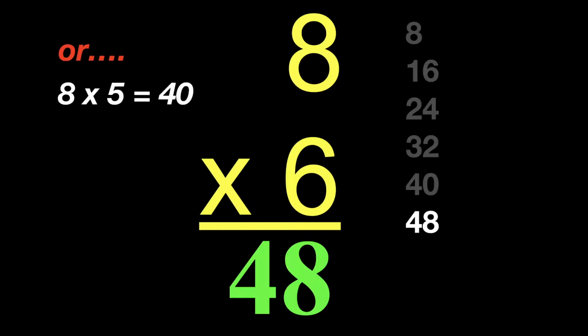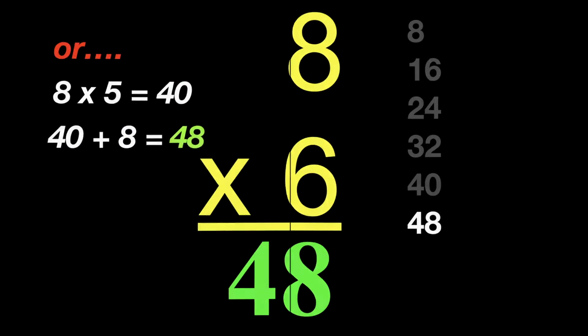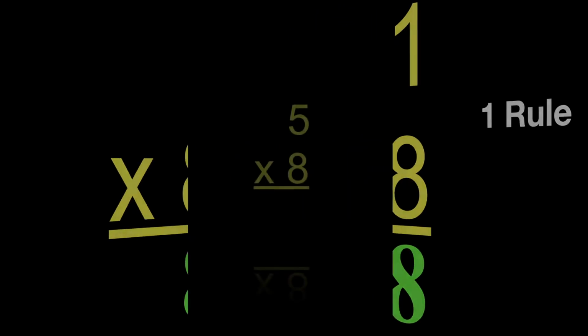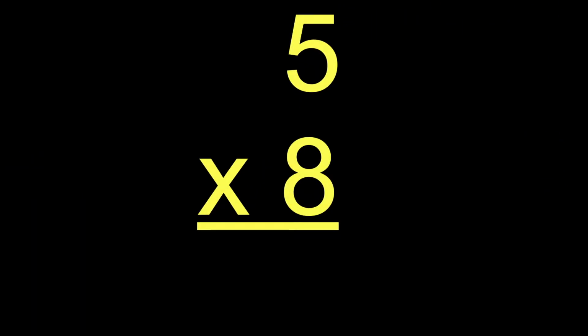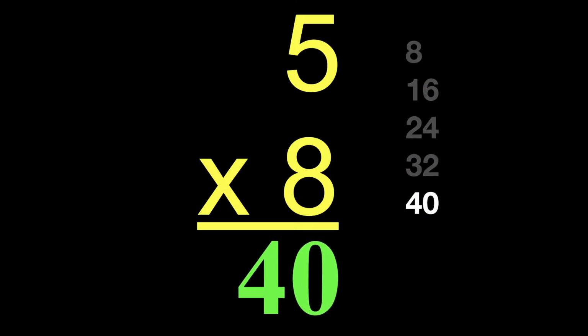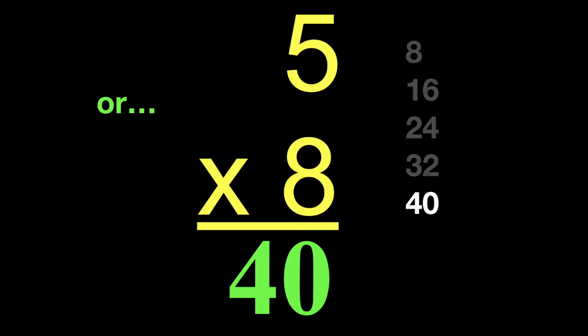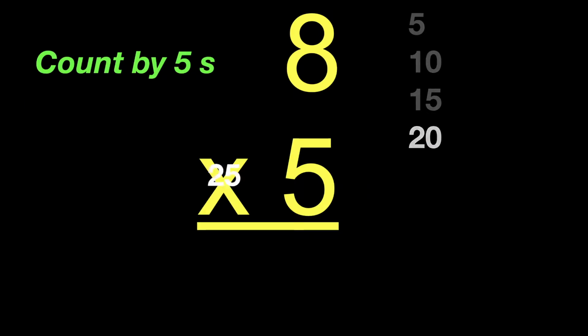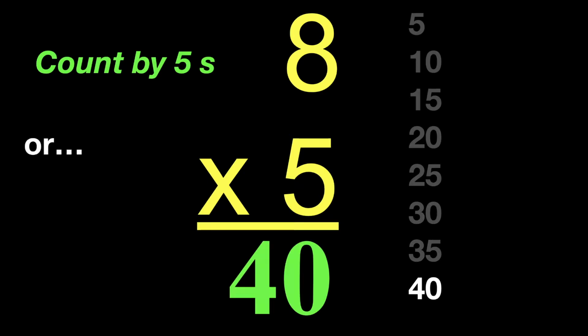Or you could just think that 8 times 5, a lot of people know 5's easier, is 40, and you would just have to add 8 more for 48. Easy, right? One rule, or called the identity property. 5 times 8, we could just say 8, 16, 24, 32, 40. Or you could look at that as counting by 5s, right? 5, 10, 15, 20, 25, 30, 35, 40, whichever way you like best.